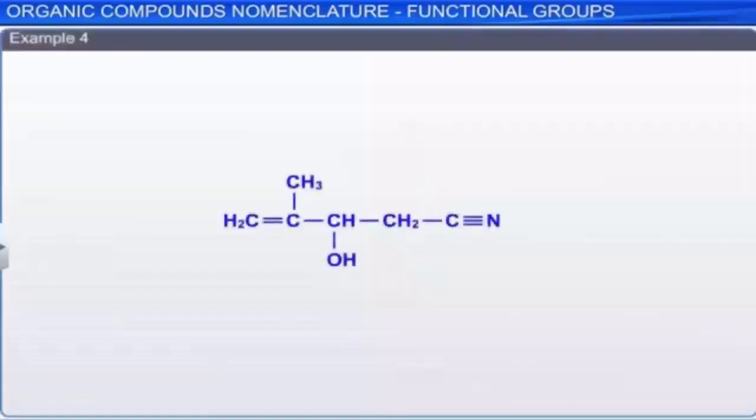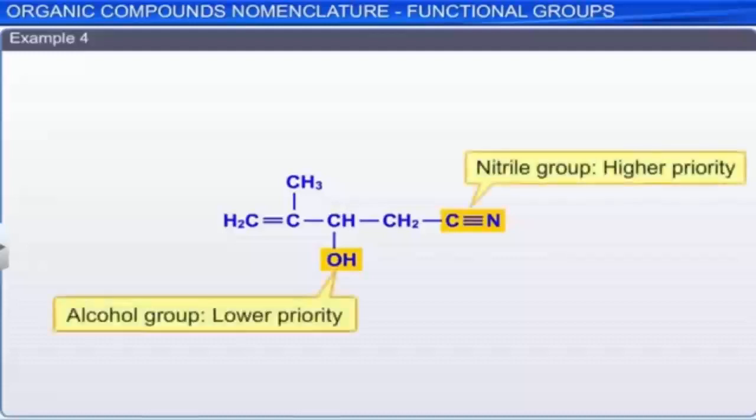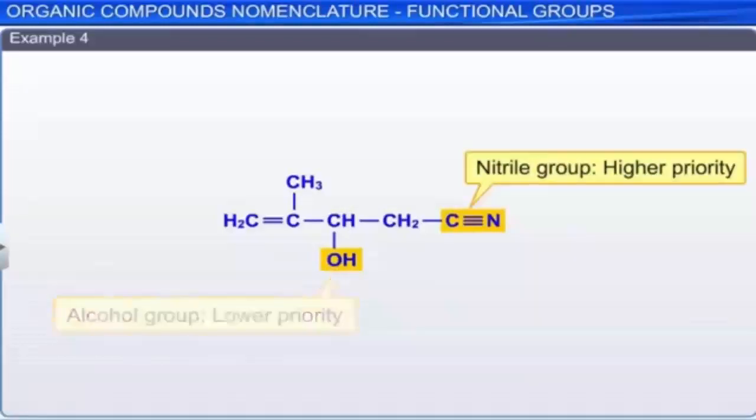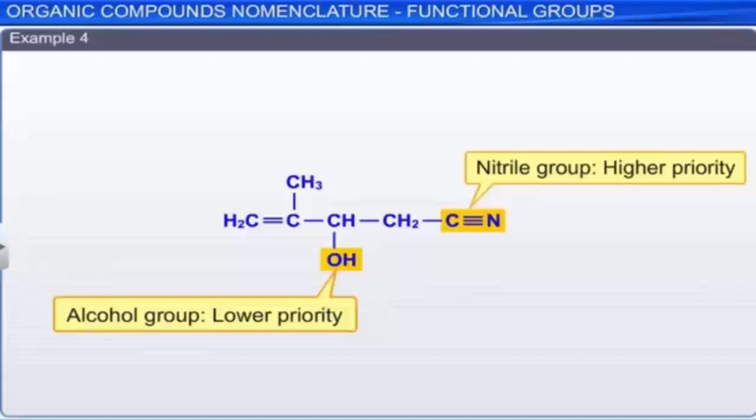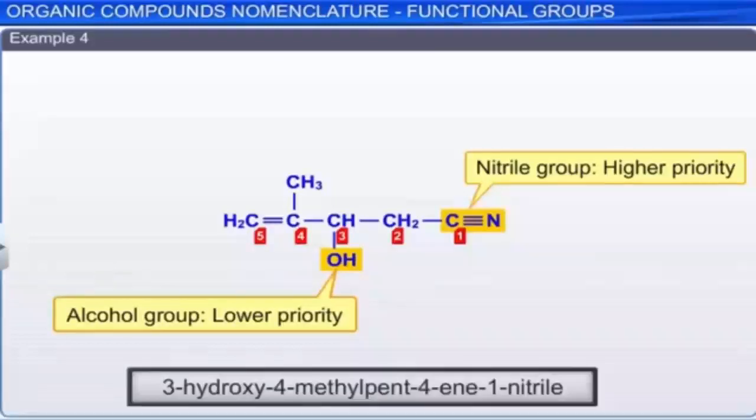Now let's name this compound. In this compound, there are two functional groups attached, nitrile group and alcohol group. As the nitrile group has higher priority than the alcohol group, we will number the carbon chain such that the carbon of the nitrile group gets position 1. Hence, the name of the compound will be 3-hydroxy-4-methylpent-4-ene-1-nitrile.